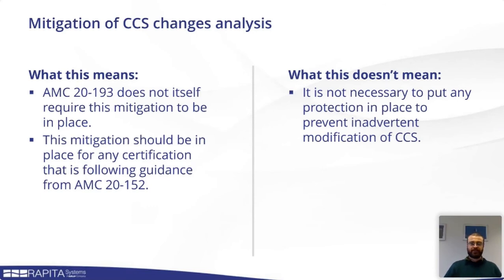As part of AMC 2193, no, you don't need this mitigation to be in place. However, if you are doing some airborne electronic hardware, you need to follow AMC 2152. And so what this doesn't mean is it's not necessary to put in any mitigation for inadvertent changes or modification of your CCS, because in order to satisfy AMC 2152, you must have this mitigation in place. And indeed, as part of the planning objectives for AMC 2193, you're required to identify these critical configuration settings, which will then feed into the mitigation as part of AMC 2152.